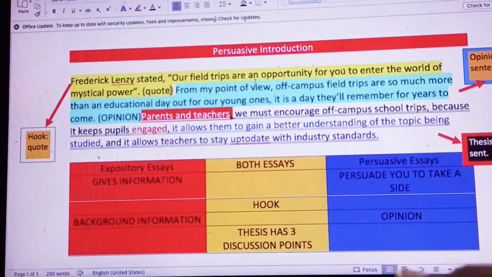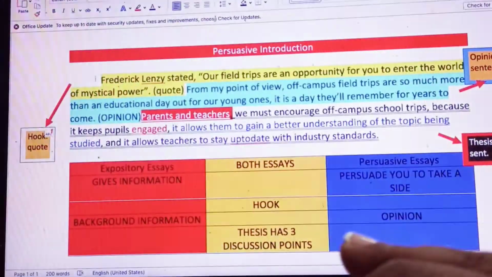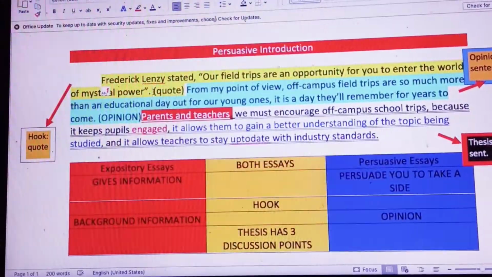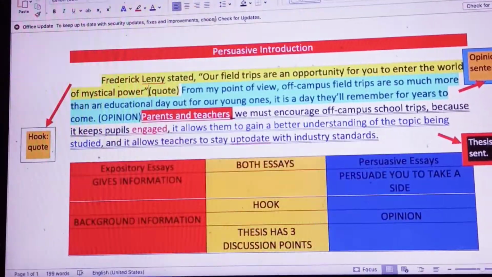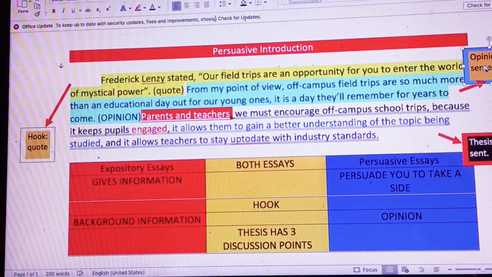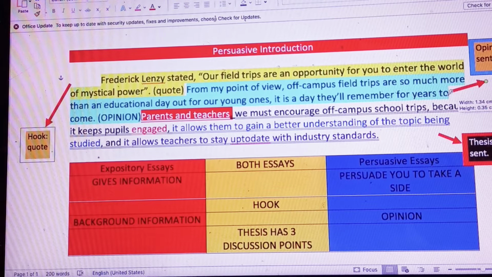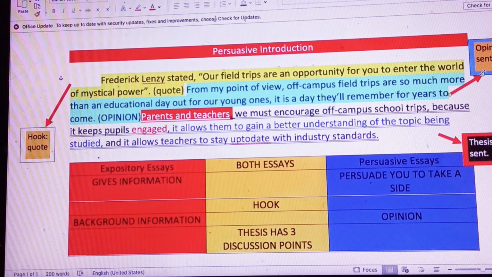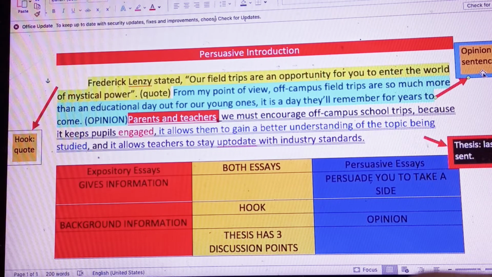After we've finished writing the hook, which is sentence number 1, and don't forget we're going to indent, next we're going to include an opinion sentence. Here, the opinion sentence is where we tell the reader what our viewpoint is on the topic at hand. This essay is about off-campus field trips. Some people feel that it is something that we should do, and sometimes some teachers feel it's a waste of time.